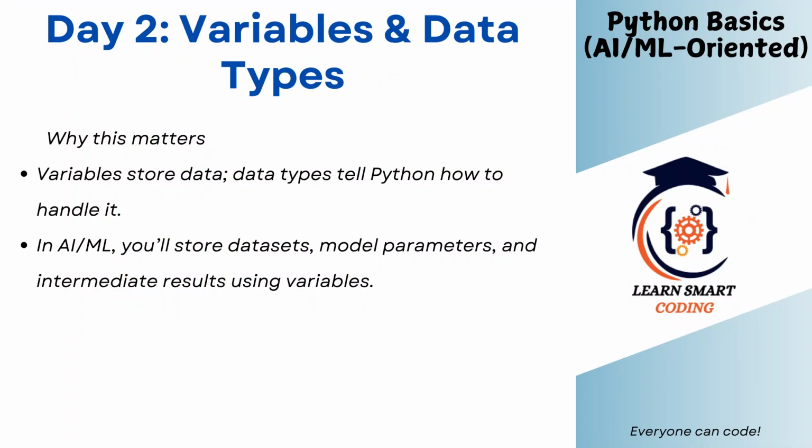So why do variables and data types matter? Variables store the data. Data types tell Python how to handle it. In AI and ML, you will store data sets, model parameters and intermediate results using variables. So data types and variables are very important in Python, and they are the fundamental building blocks of Python.